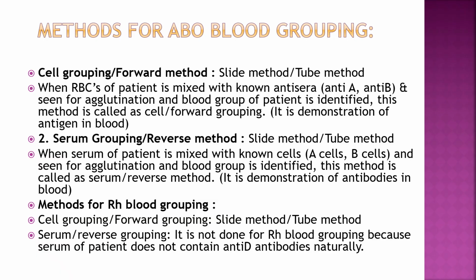Now methods of ABO blood grouping. There are mainly two methods, forward and reverse. Forward is also called cell grouping and reverse is also called serum grouping. In forward grouping, we take a cell suspension, the RBC of the patient, and add known antisera. In serum grouping, you take the serum of the patient and add known cells from the kit. Then we will see the clumps. For RH blood grouping, only forward grouping, that is cell grouping, is done. Reverse grouping is not there because natural anti-D antibodies are not present.